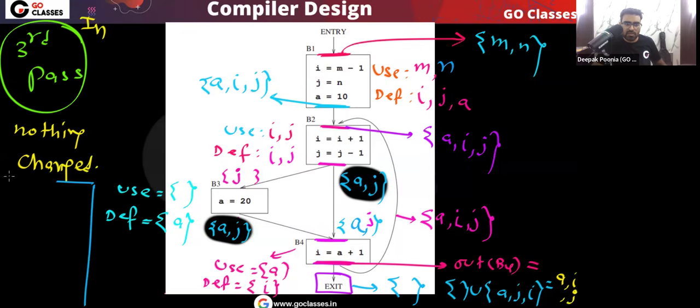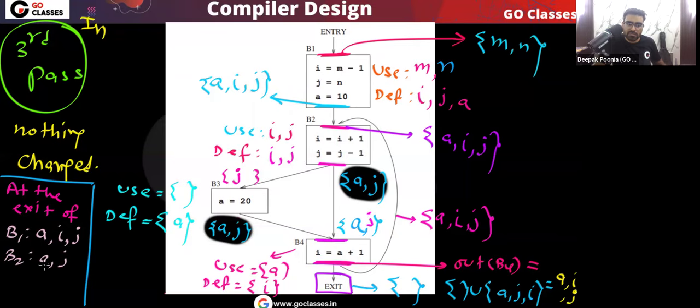The question was asking the set of live variables at the exit of each basic block. So now you can easily answer. At the exit of B1, you can notice you have Aij. At the exit of B2, what you have? At the exit of B2 you have Aj. At the exit of B3, what you have? That is also Aj. And at the exit of B4, what you have? That is Aij.